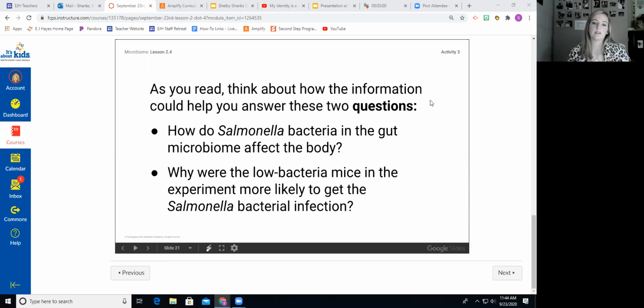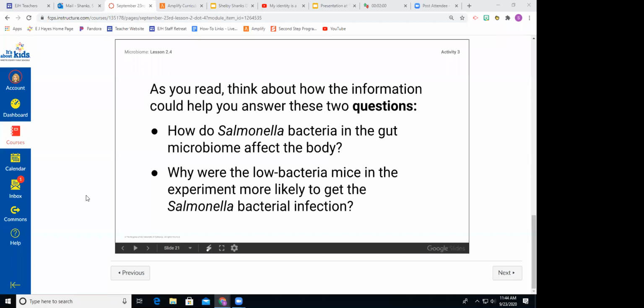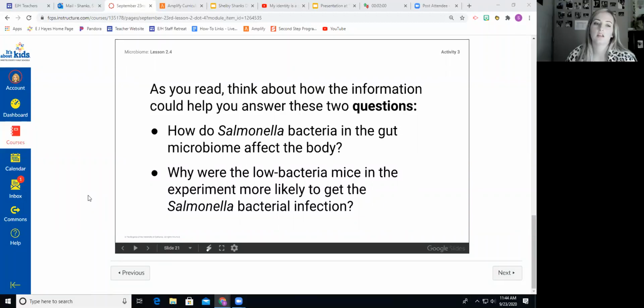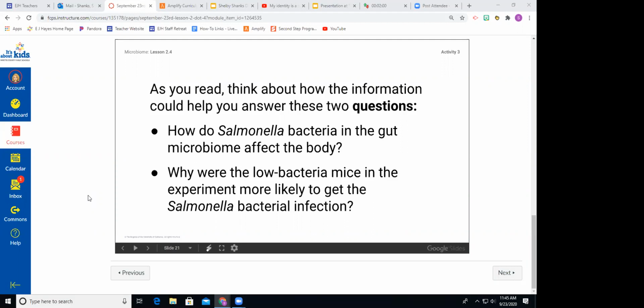So why were the low bacteria mice in the experiment more likely to get the Salmonella bacterial infection? Let's answer that one. Second question. Because they don't have as much good bacteria as probably the other ones do. Because the Salmonella needs a lot of room to reproduce, and so with less bacteria, it has more room.